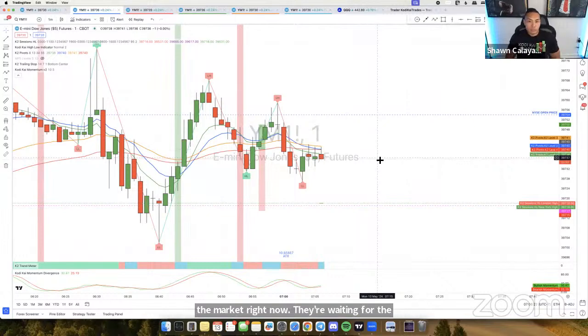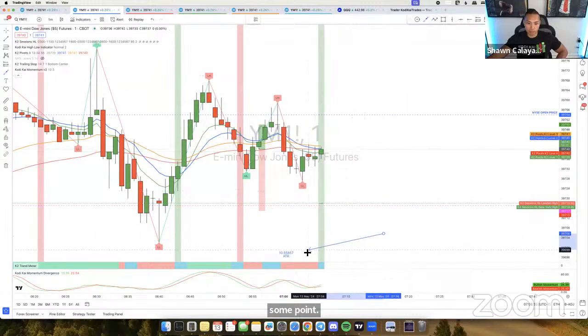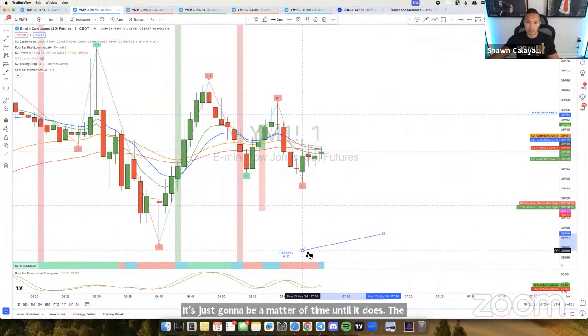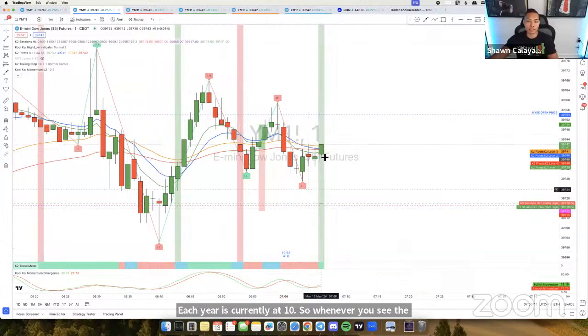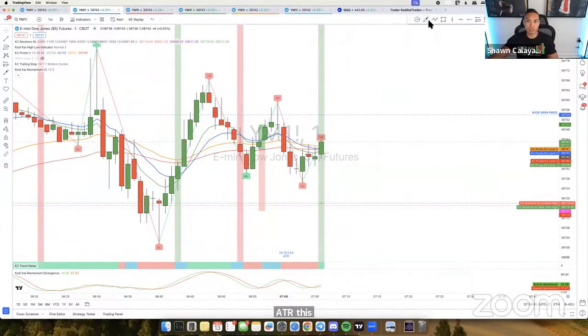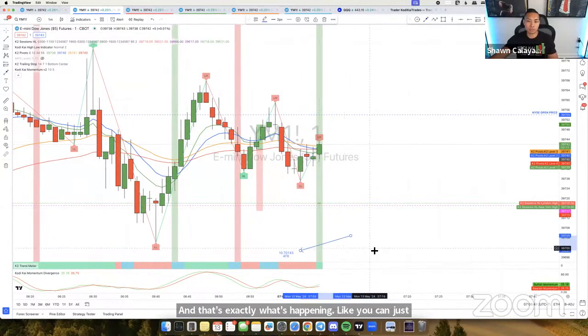But there's still going to be opportunities here. So I'm going to keep looking for an opportunity if it comes up. I'm pretty sure an entry is going to show up at some point. It's just going to be a matter of time until it does. The ATR is just very low, as you guys can see down here. ATR is currently at 10. So whenever you see the ATR this low, this just indicates that price is going sideways. And that's exactly what's happening. You can just look at the ATR here and not even look at the chart, and you can already tell that the market's going sideways.